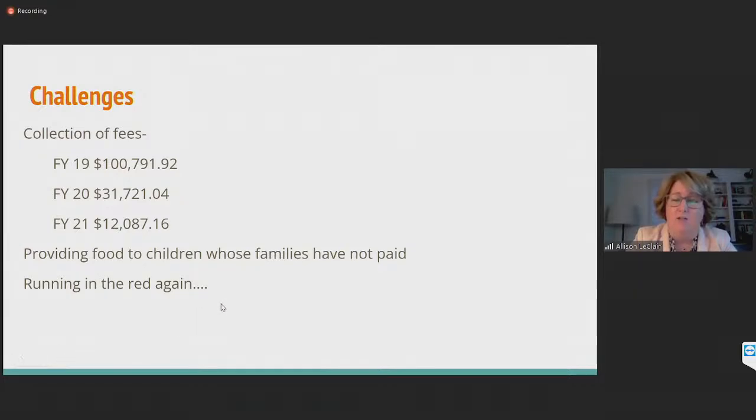In FY21, we still had a $12,000 meal debt because we were trying to pay off our debts.